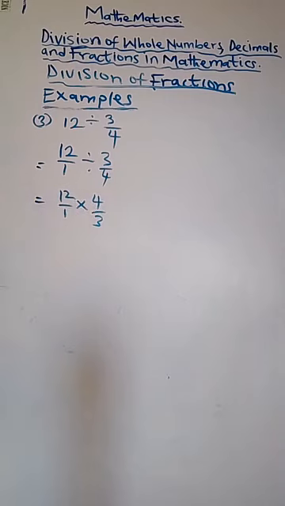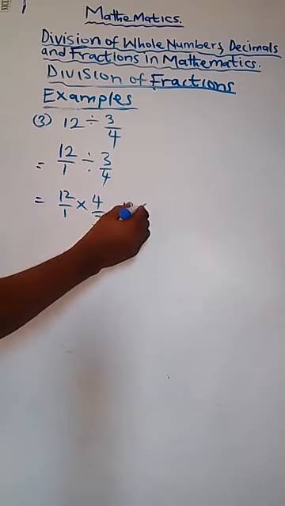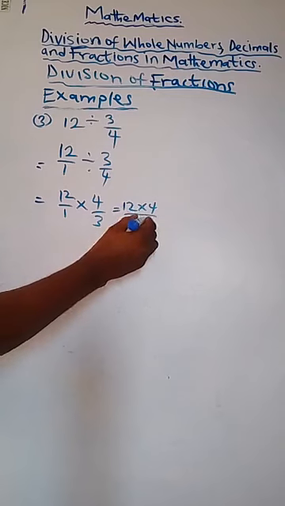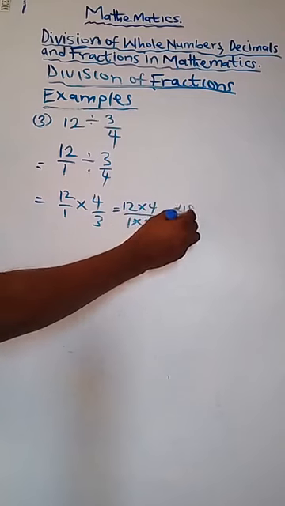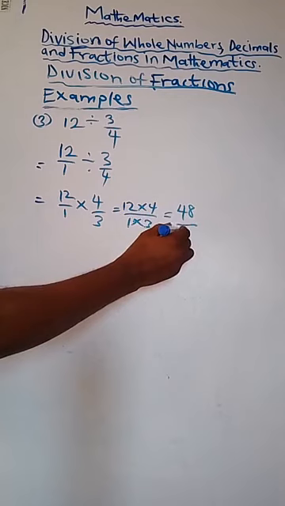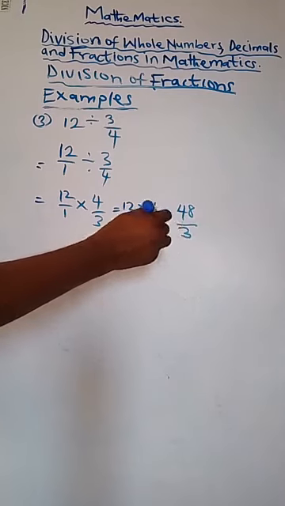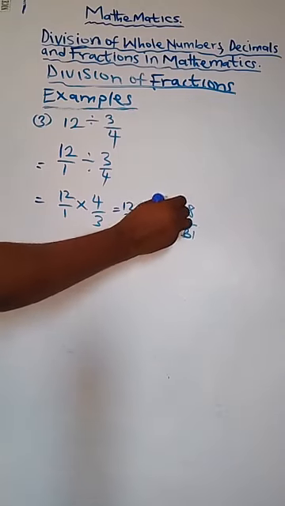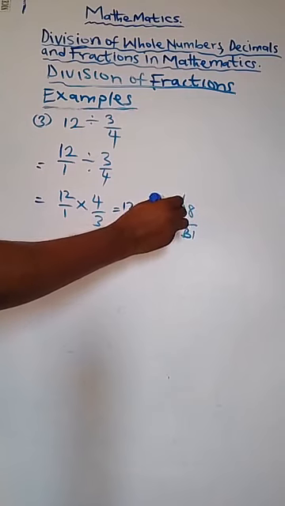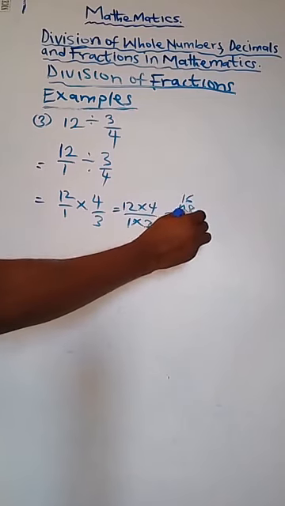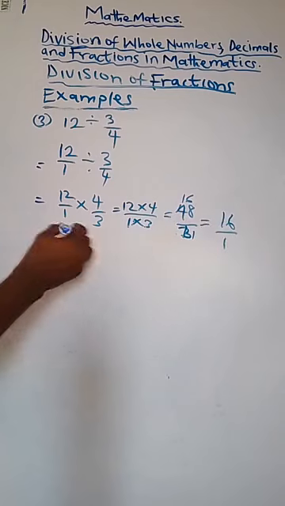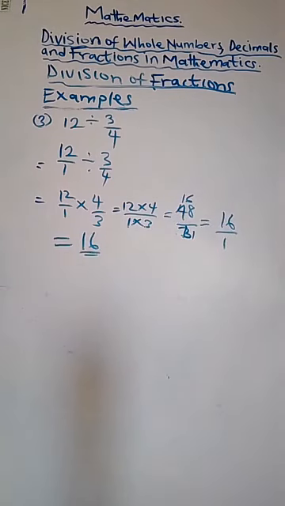Don't forget this when you are working on division of fractions. Now, I can go by way of saying 12 times 4 over 1 times 3. So 12 times 4 is 48. Then this is 1 times 3, which is 3. So let's look at what can divide to take it to the lowest level. 3 in 3 is 1, 3 in 48 is 16. So we have 16 over 1. So the final answer is 16, because 16 over 1 is 16.